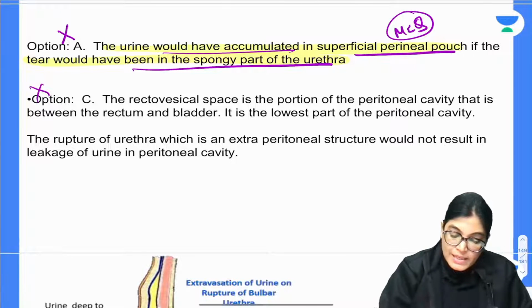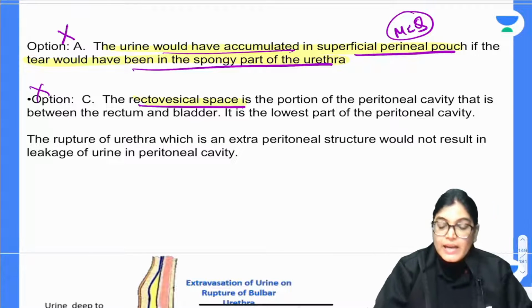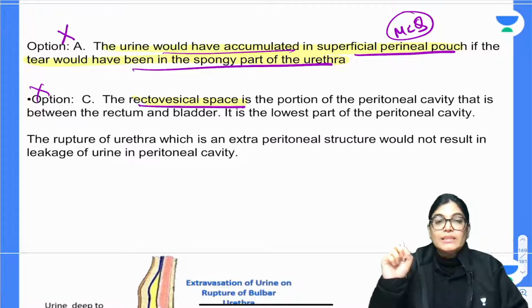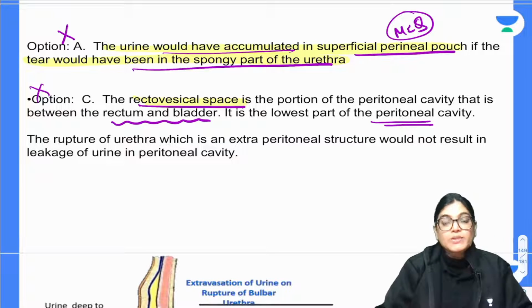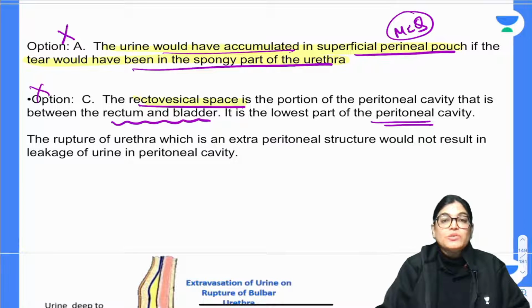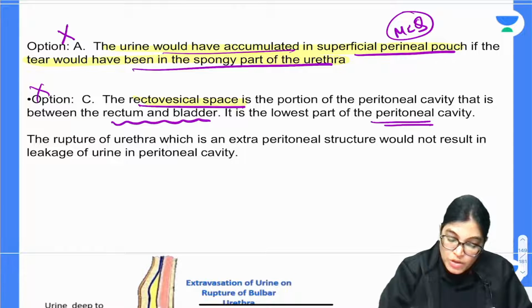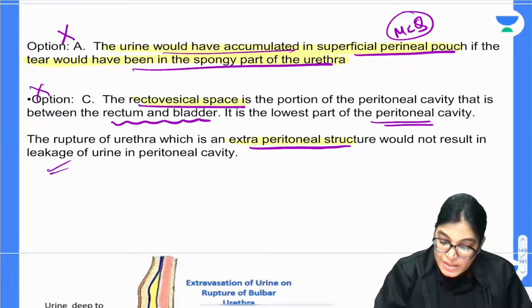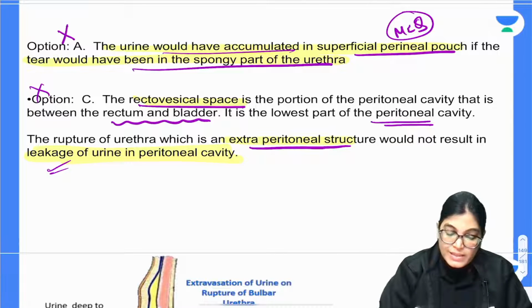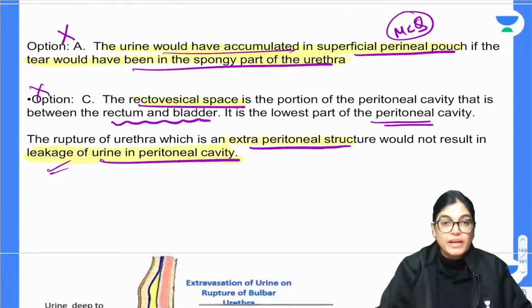The other option C, rectovesical space, is again not the correct answer. The reason is that it's the portion of the peritoneal cavity that is exactly lying between the rectum and the bladder and is the lowest part of the peritoneal cavity. So it will not go inside the peritoneal cavity when there is injury to the membranous part. Rupture of urethra is an extraperitoneal structure and it could not result in leakage of urine inside the peritoneal cavity. So the urine accumulation will not go inside the peritoneal cavity.